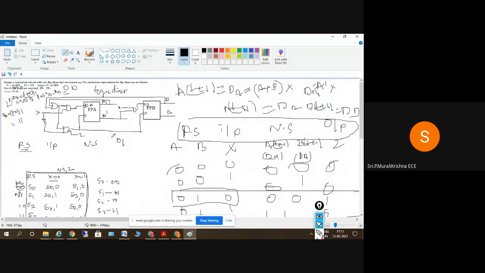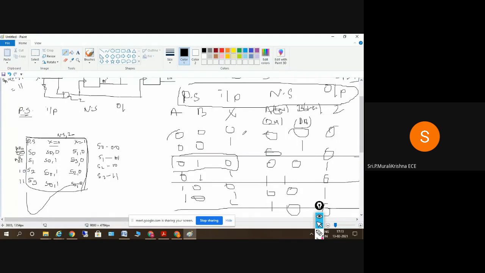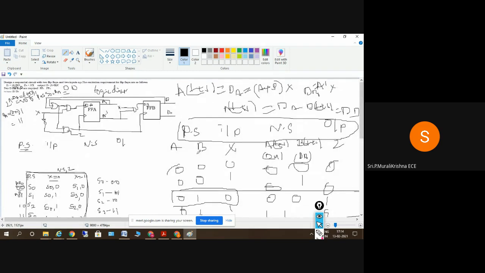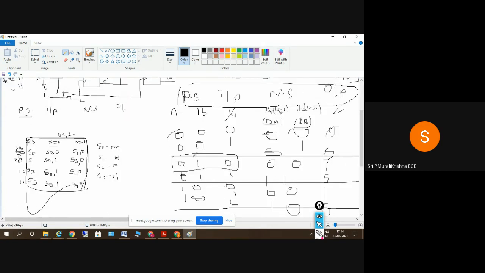And if the inputs are given like DA and DB, so obviously when D flip flop is used, the next states A of T plus 1 and B of T plus 1 are equal to DA and DB. So that is the thing in case of the D flip flop. We have that advantage in case of the D flip flop. Okay, so find the present states and inputs and substitute these values. So A, B, X values into the input equations and output equations and get these values and identify the number of possible states here. 2 flip flops here, so 4 possible states are seen here.